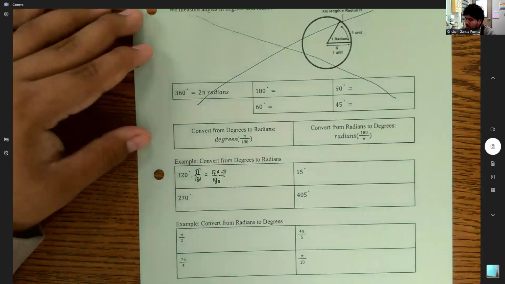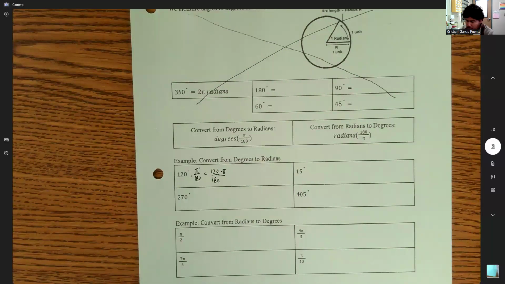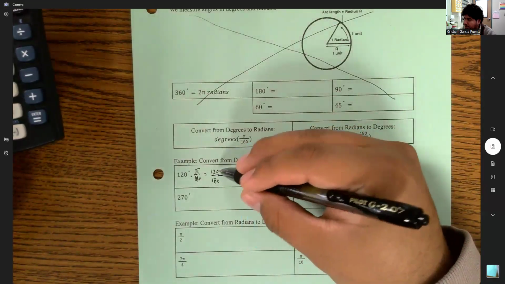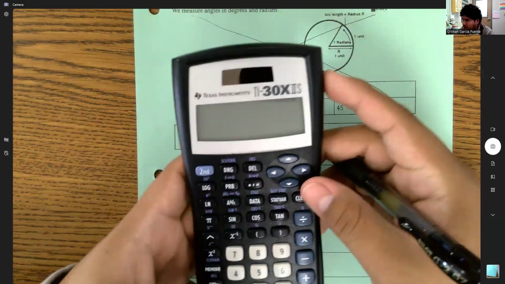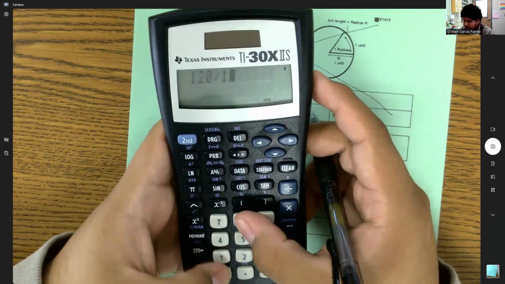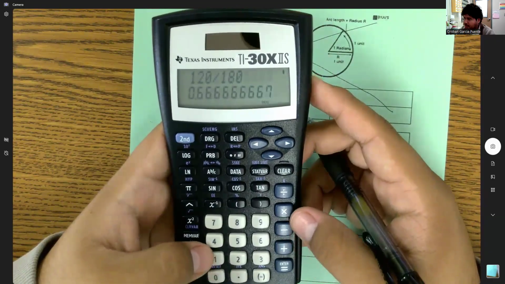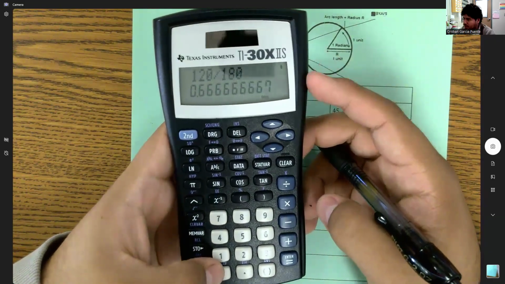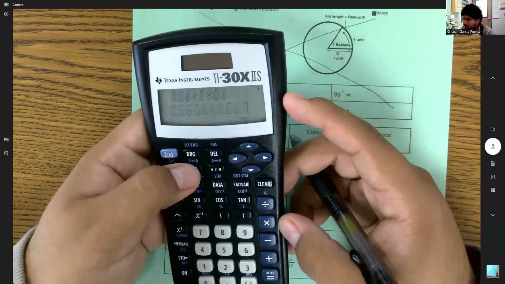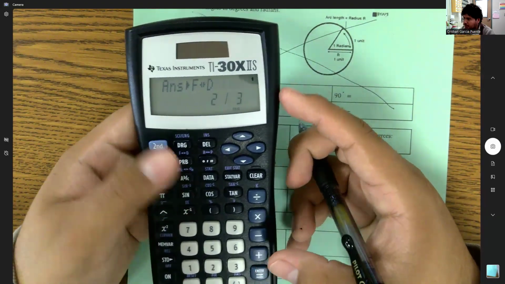Now, all you got to do is just put it in your calculator. Let your calculator do all the work. So what you're going to put in your calculator is just the numbers. Ignore the pi. So all you're going to do is 120 divided by 180. And that gives us a decimal. The way we turn the decimal into a fraction using these calculators is all you got to do is click second, PRB, and then it gives us our answer.